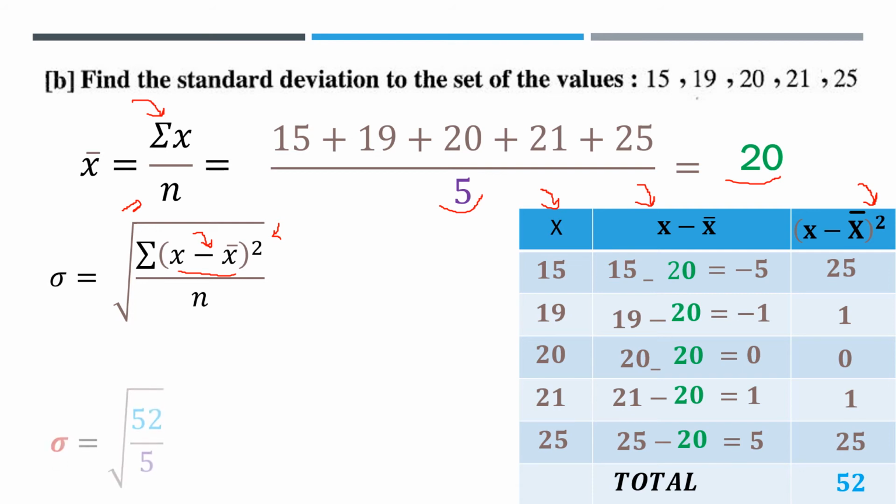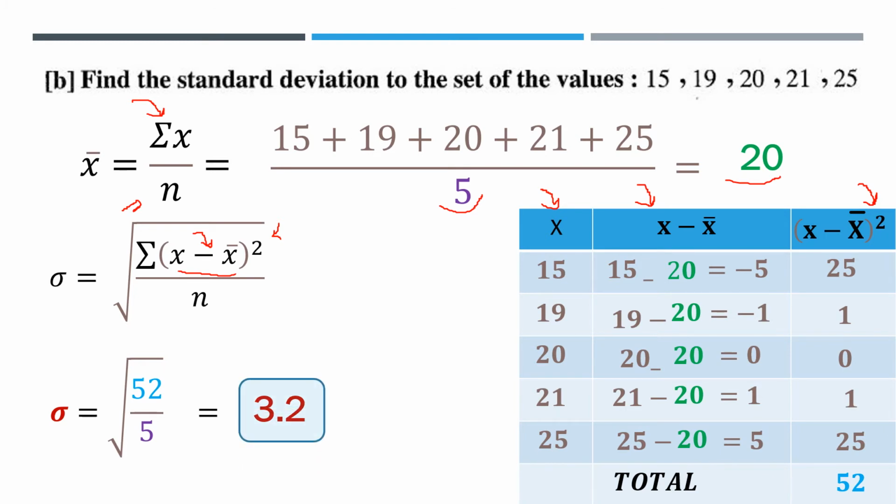نبدأ نسبستيتيوت في الرول بتاعتنا. يبقى sigma equals root 52 over ال n which is 5. ده يديني في الآخر 3.2. هو ده ال standard deviation بتاعنا.